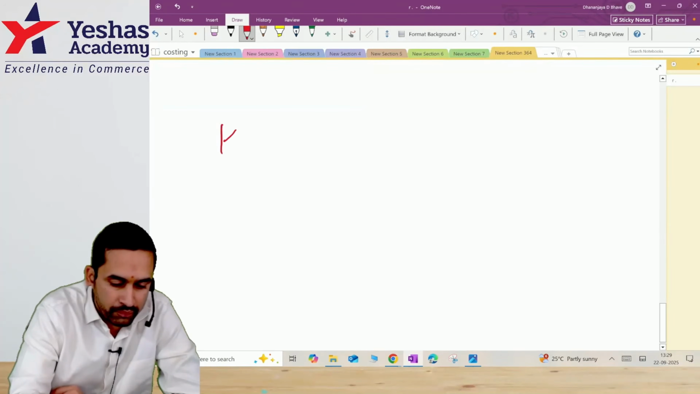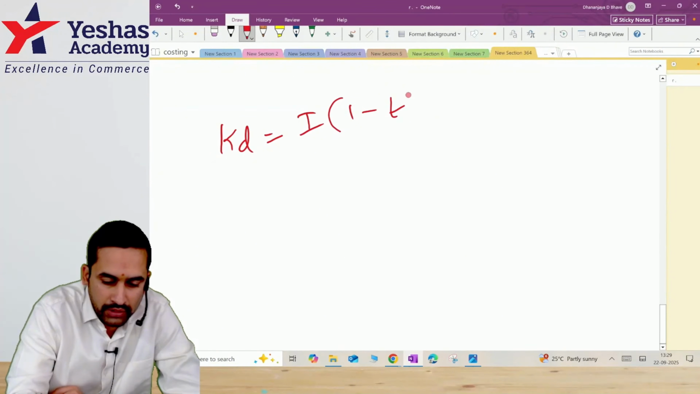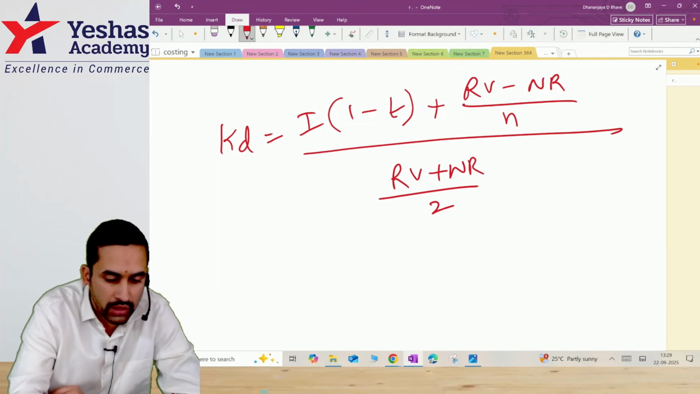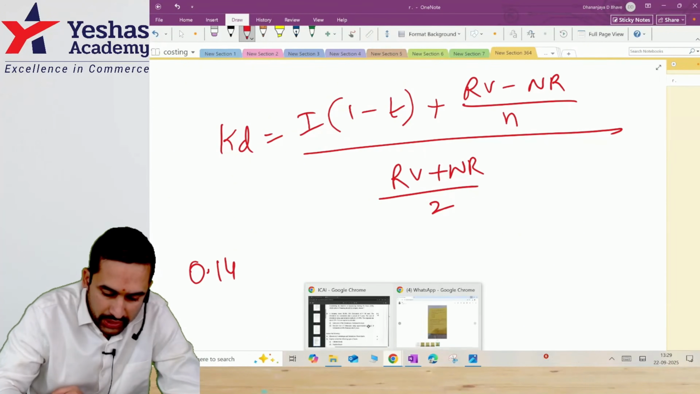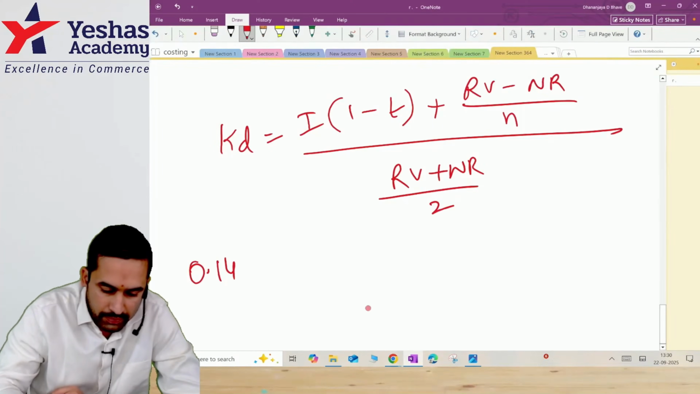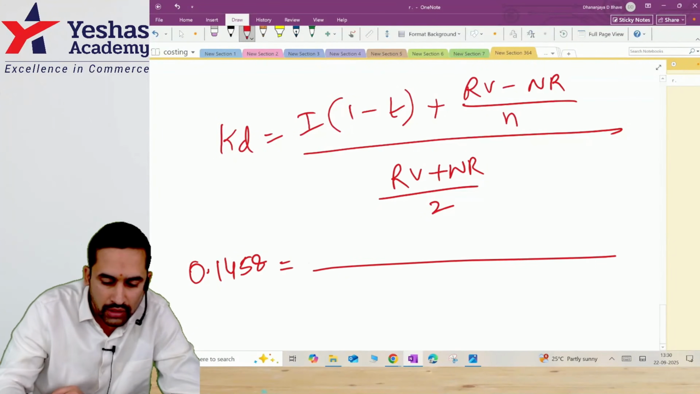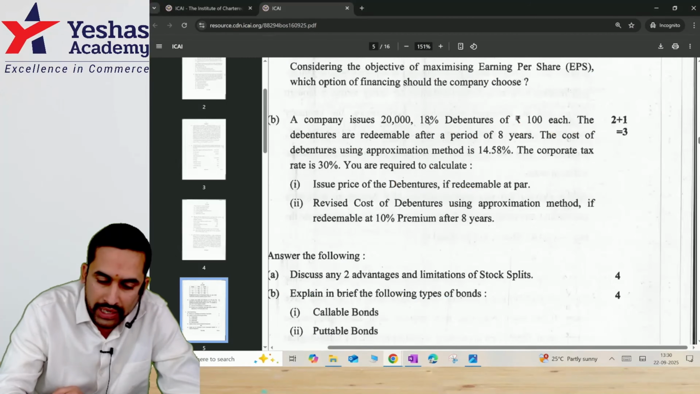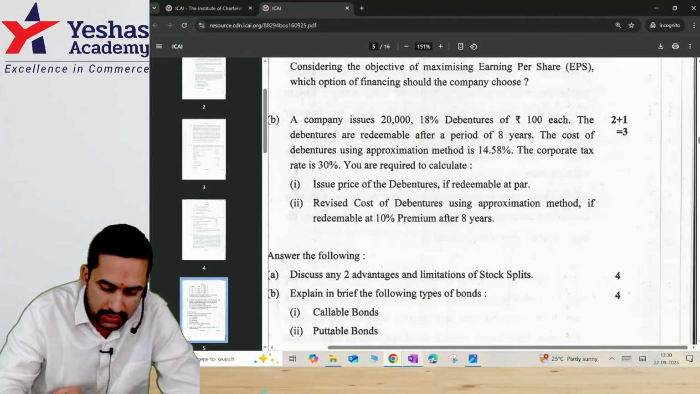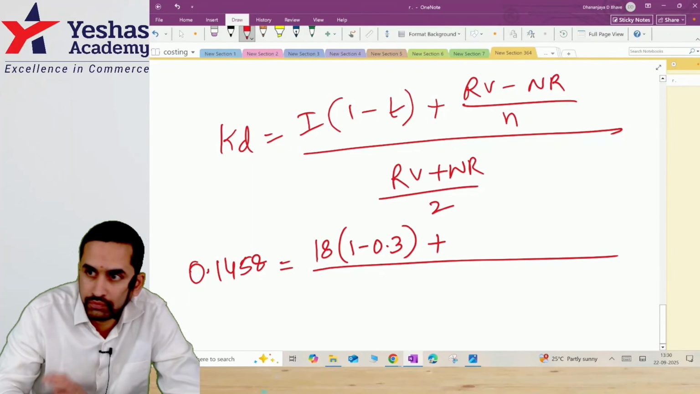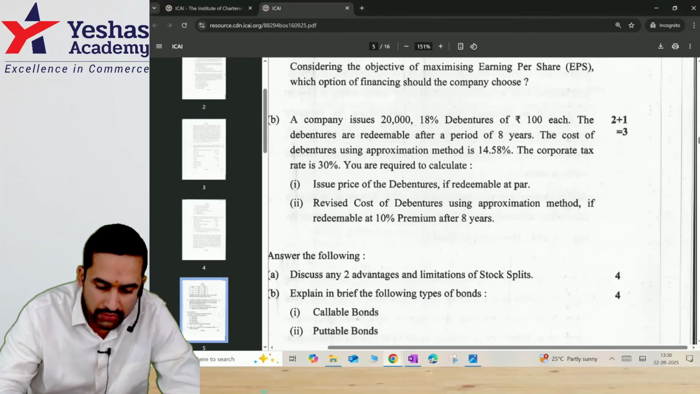If you remember, KD was I into (1 minus T), plus (RV minus NR) by N, divided by (RV plus NR) by 2. This was our formula. And this will be 14.58%. I won't do into 100, so I'll keep it as decimal here. Now, how much will be interest? 18% is always on par value and tax rate is given as 30%. That means here I should be writing 18 into (1 minus 0.3) plus. Do we have RV, NR? Let us check.